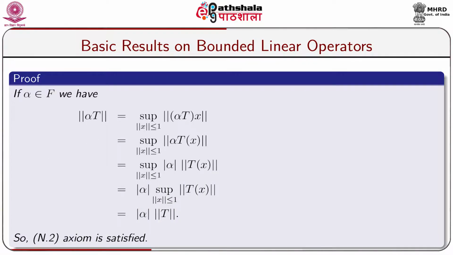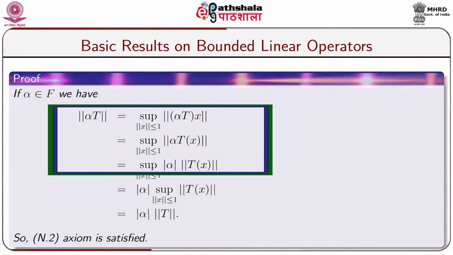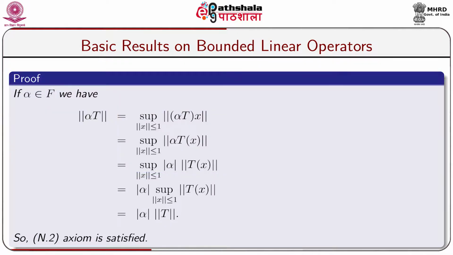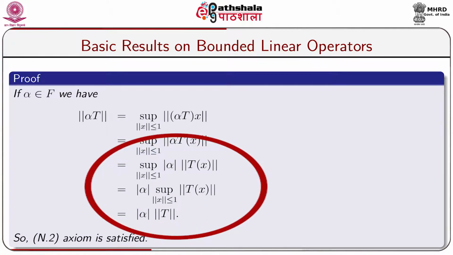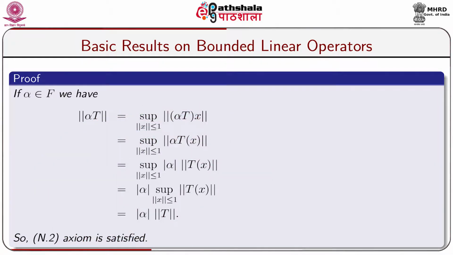If alpha belongs to F, we have norm of alpha T is equal to supremum of norm of alpha Tx, where the supremum is taken over norm of x less than or equal to 1, which is equal to supremum of modulus of alpha into norm of Tx, with norm of x less than or equal to 1, which is equal to modulus of alpha into supremum of norm of Tx, where the supremum is taken over norm of x less than or equal to 1, which is again equal to modulus of alpha into norm of T. So, the second norm axiom, that is the N2 axiom, is satisfied.